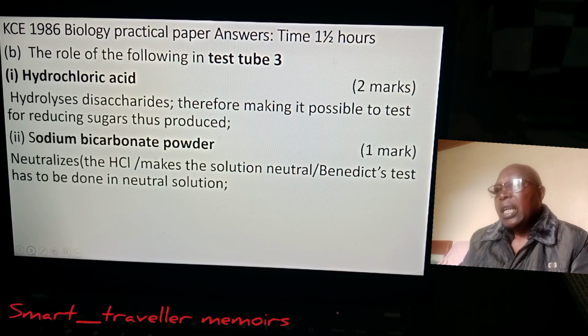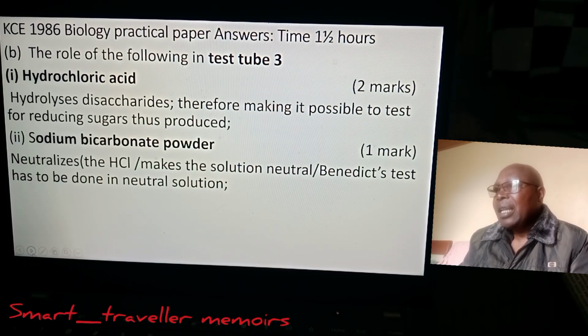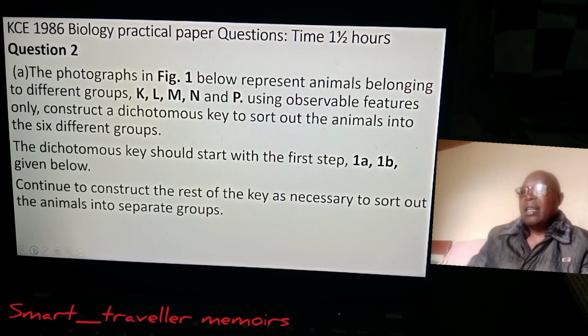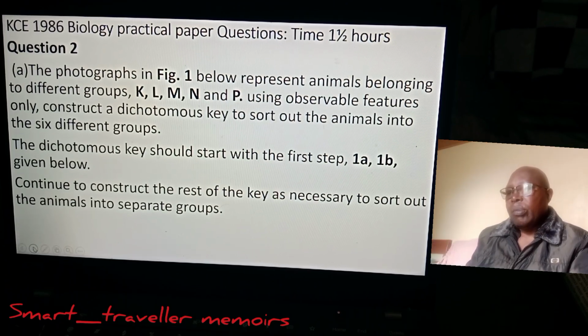So, in Roman 1, you can see that you are having 2 marks. When you say hydrolyzes disaccharides, you are given a tick. And when you say, therefore, making it possible to test for reducing sugars thus produced, you get a tick. For Roman 2, you had only 1 tick. That is, it neutralizes the hydrochloric acid, or you take the other alternatives. We are through with question number 1. We come to question number 2.